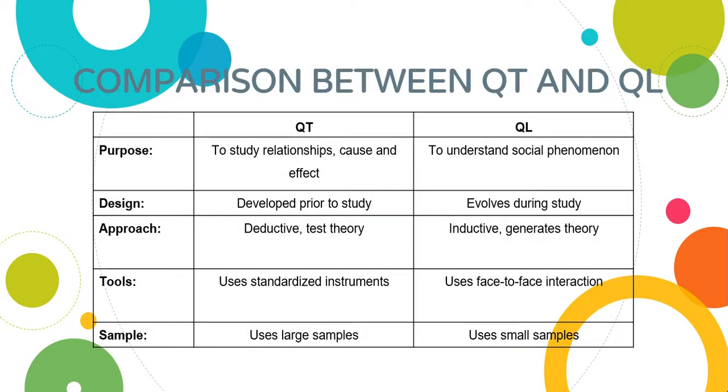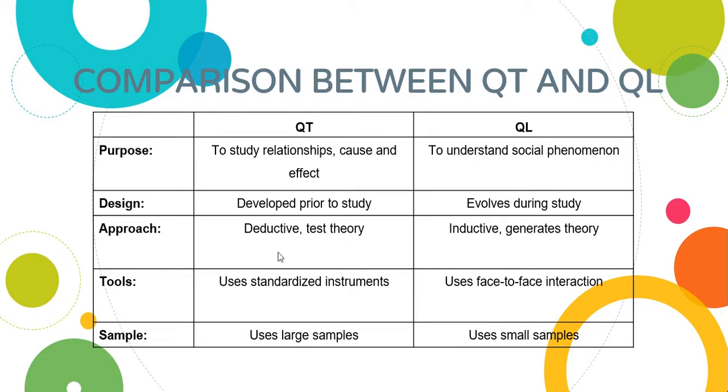So here is a brief comparison between quantitative and qualitative. Purpose: this one is to study relationships, cause and effect; this one is to understand social phenomena. And design: the design is developed prior to the study. Before you do the research, you have developed the design. In qualitative, you cannot plan or develop before the study, but during the study it evolves.